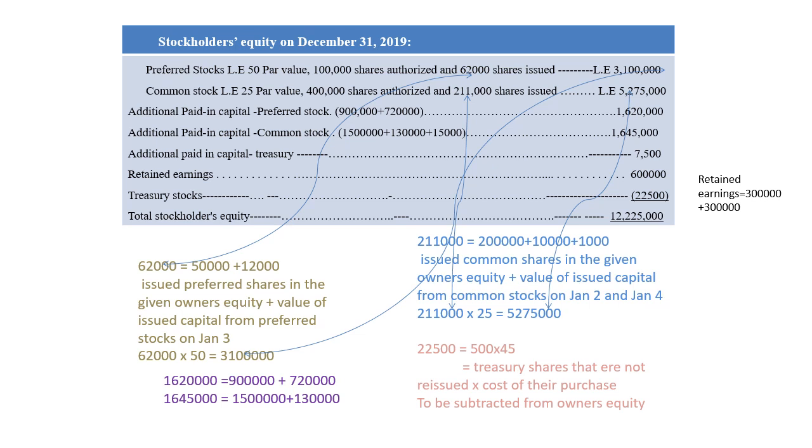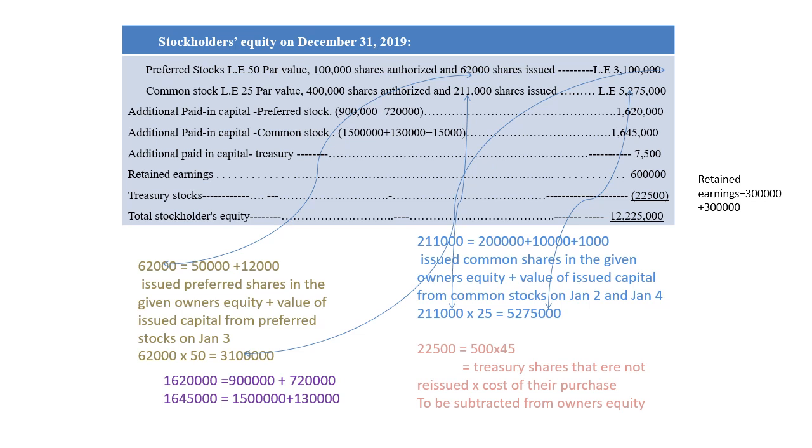in the first owner's equity was 900,000. You add to it the additional paid-in capital that happened during the transactions of issuance of preferred stocks, and that was on January 3 when we issued 12,000 shares of preferred stocks. If you return back to this journal, you'll find that we had additional paid-in capital from preferred stocks of 720,000. So we add 900,000 plus 720,000, we get 1,620,000. The same for the additional paid-in capital common stocks.